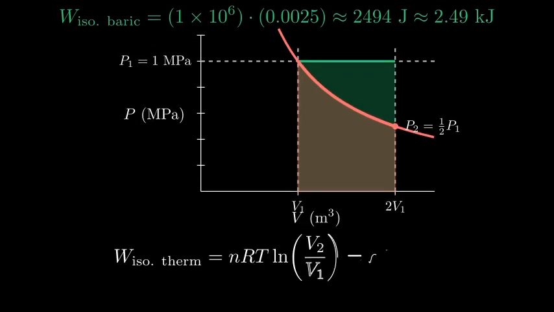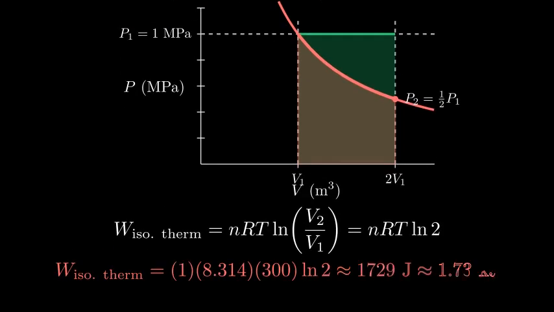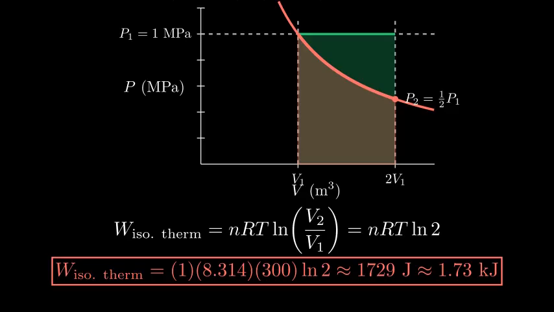Now substitute the numbers. 1 times 8.314 times 300 times natural log of 2. That gives approximately 1729 joules, or 1.73 kilojoules.